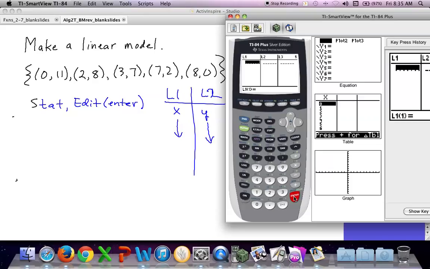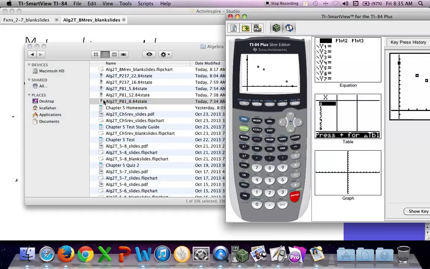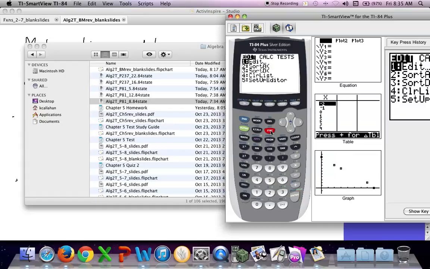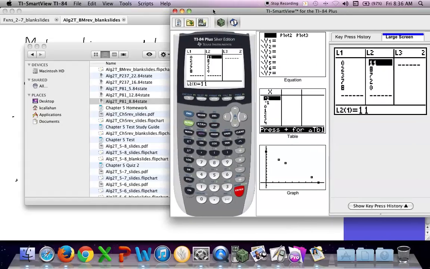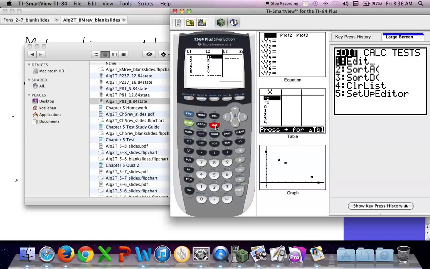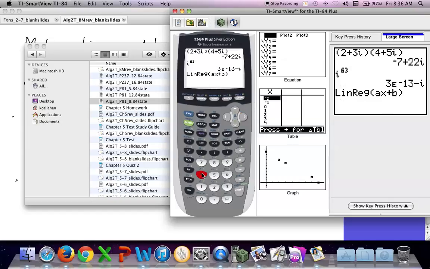Okay, now let me put that back in there. So I got the data back, stat, edit. There's my data. Okay, now to turn that into an equation, into a linear equation, you go stat, calc. So see that calc right there, arrow over, and the fourth one down says linear. So that is 4, and then you hit enter.